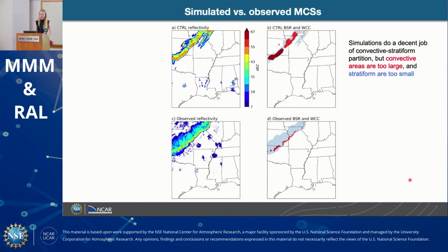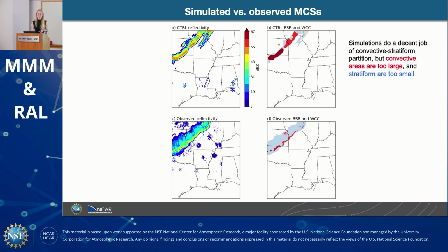So you might be asking, how well does this algorithm do, and how does this compare to observed reflectivity and the convective stratiform partition? So on the top here, we have the control reflectivity, and then on the right is the identification of those convective and stratiform areas. We compared this to the observed reflectivity at the same time for the same storm, although this observed reflectivity is 1 kilometer compared to this 3 kilometers from the control simulation. And then you can see the results of the partitioning on the observations.